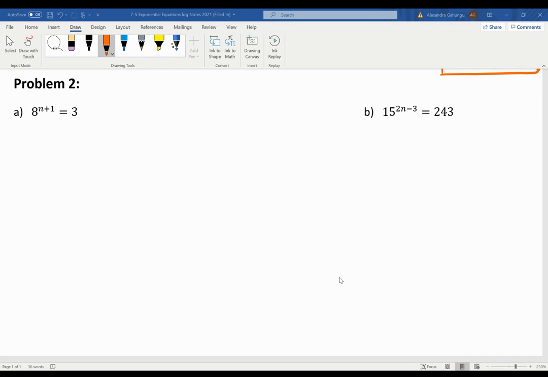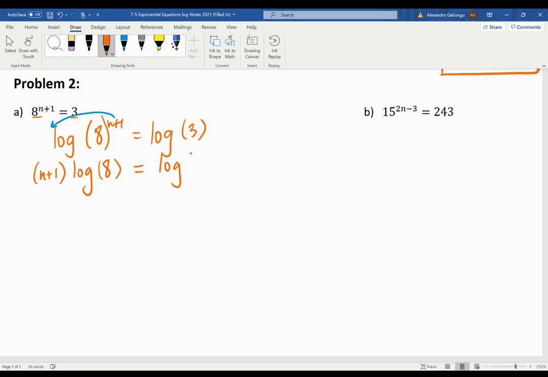Okay, so for these next two problems, we are still dealing with exponential equations. And we can't rewrite our bases. We can't convert them. So what we're going to do is take the log of both sides. So I take the log of 8 to the n plus 1 and log of 3. And what I want to do is bring that n plus 1, the whole thing, to the front. So it's really n plus 1 log of 8 now.